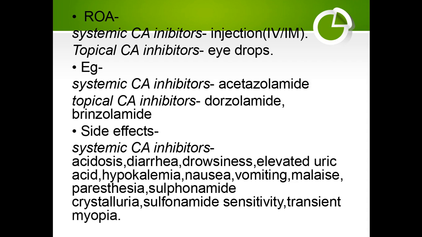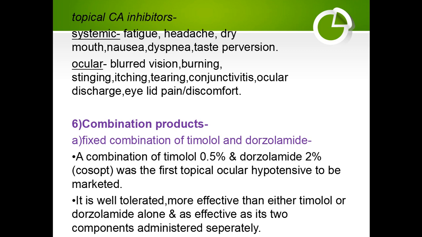Examples of systemic carbonic anhydrase inhibitors are acetazolamide. Topical carbonic anhydrase inhibitors include dorzolamide and brinzolamide. Side effects of systemic carbonic anhydrase inhibitors are acidosis, diarrhea, drowsiness, elevated uric acid, nothing but gout, hypokalemia, reduced potassium levels in the blood, nausea, vomiting, malaise, discomfort, paresthesia, prickling and tingling sensation in the limbs of the body, sulfonamide crystalluria, sulfonamide sensitivity, transient myopia.